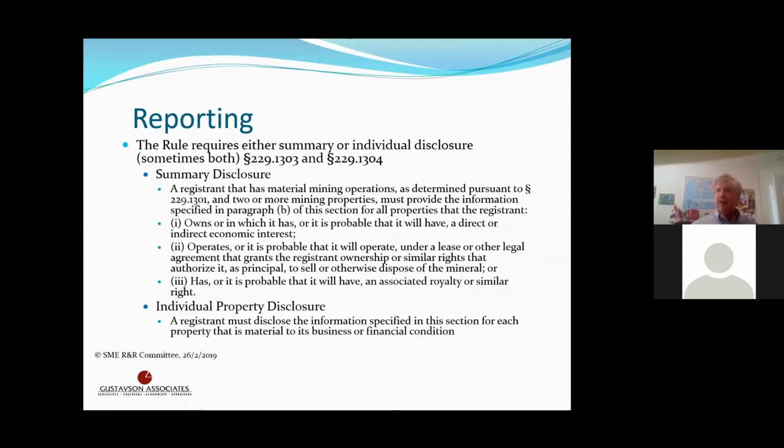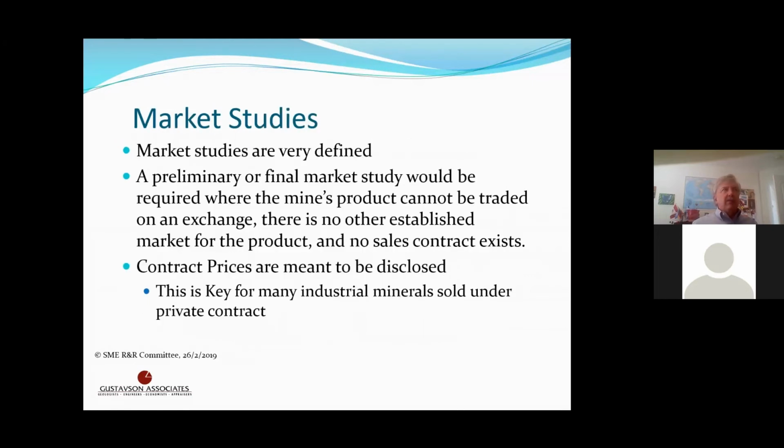There are summary disclosures and individual disclosures depending upon the number of properties, whether each property is material to the company, and it's possible to do a short form where you report on a number of properties, especially after individual disclosures have been done the first time. Individual property disclosures, in the case of a new property or the first time it has been reported, they expect an individual property disclosure with a full technical report summary. Point 1.